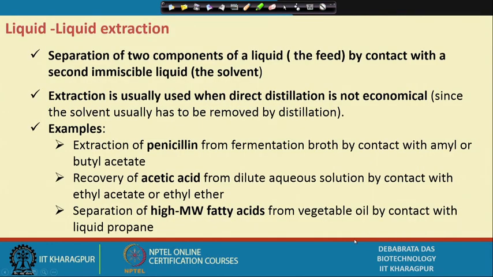Now, liquid extraction is another very important area in downstream processing, and I can give the example of the penicillin industry.